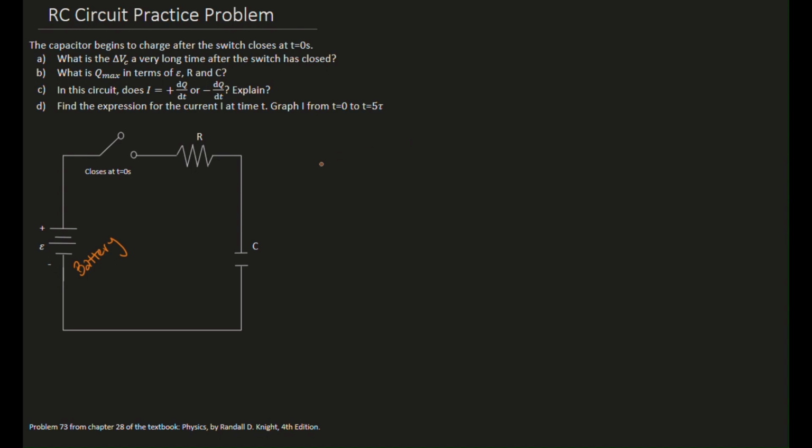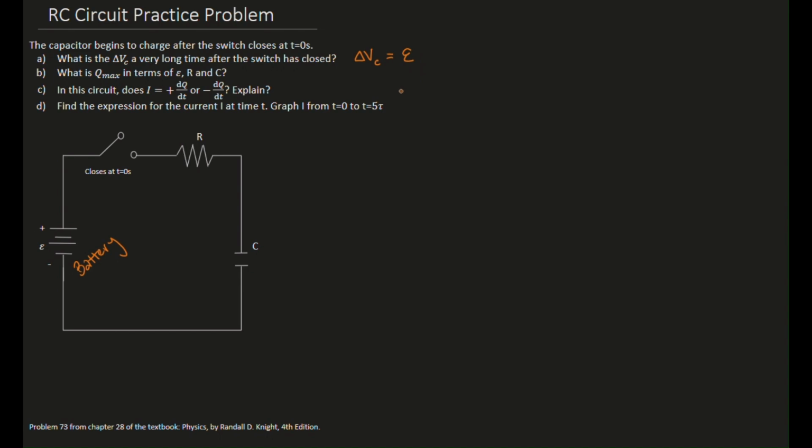So what happens is once this switch is closed, it's going to complete the circuit. All of this charge in the battery, which we're calling epsilon, that entire voltage is going to go to the capacitor. So the change in voltage across the capacitor is going to be equivalent to epsilon, whatever this voltage was in the battery. All of it's going to leave.